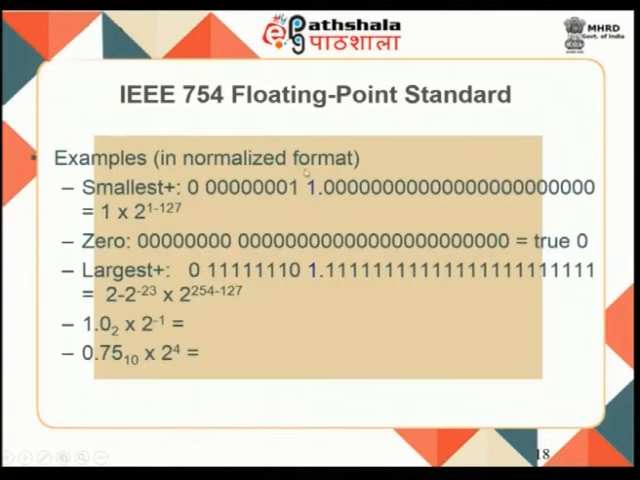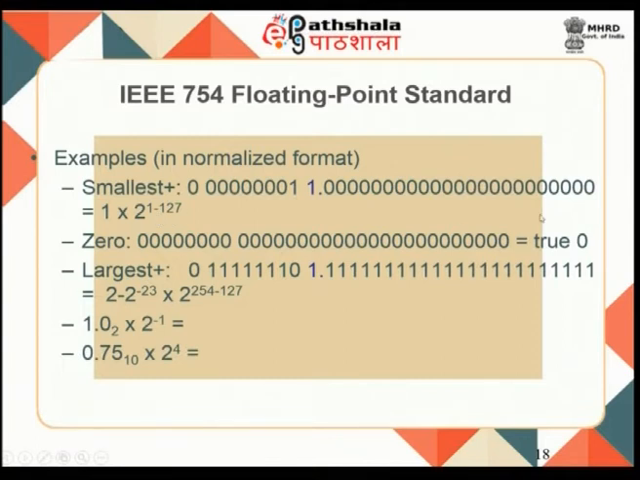So, examples in normalized format. If you have the smallest number, you can see that this mantissa is in the normalized format because it has a 1.0000 something. So, if this is the number that is given, then that is equivalent to 1 into 2 power, because the exponent value is 1 here, the actual exponent is 2 power 1 minus 127. 127 is the bias that you initially added, so you are subtracting 127.